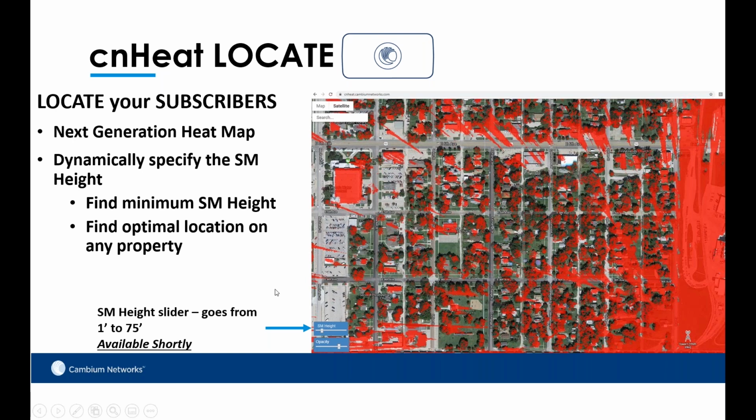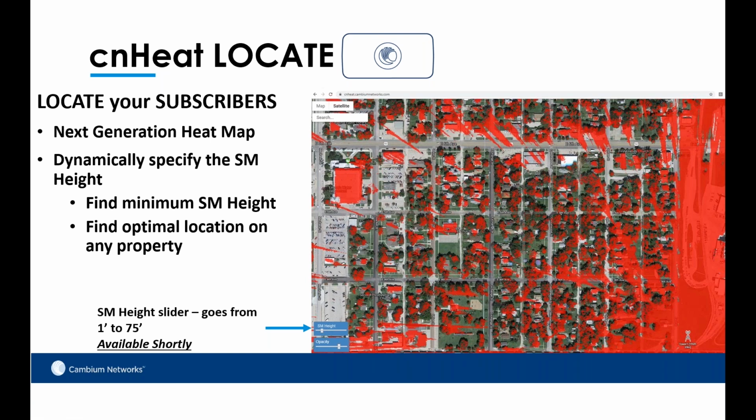And now what we've added, if you see my mouse, there's a little SM height slider that we're going to have down here. The slider is going to go from 1 to 75 feet, okay? You can move your slider from 1 foot to 75 foot. So someone calls you at your home location and says, hey, can I get service here? And there's no service on the home. You can keep moving your slider up from 1, 2, 3, all the way up to the height where you start to see service for the home.